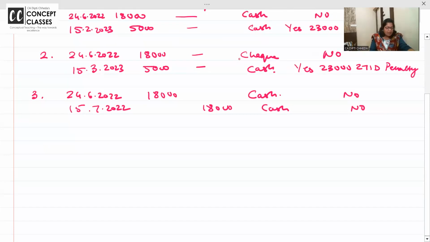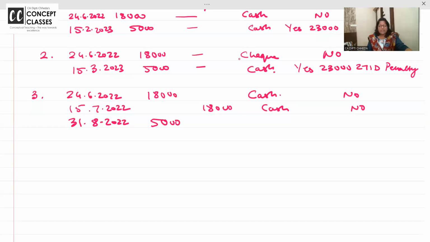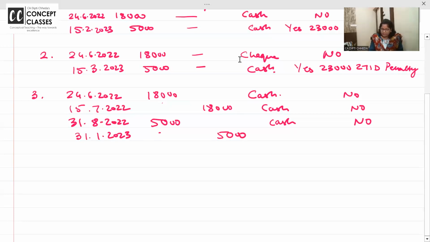अब उसी साल में, in the same year, 31st August 2022, again loan taken 5,000. Is there a violation? No, because when you took 5,000 loan, what was the earlier balance? 18 लेके तो 18 दे दे. Any time during the year, your loan amount should not exceed 20,000 in cash. तो 18 लेके तो 18 वापस दे दिए. Now if you are taking 5,000 in cash, have you violated? No. Again on 31st January 2023, 5,000 is repaid in cash. Have you violated? No.